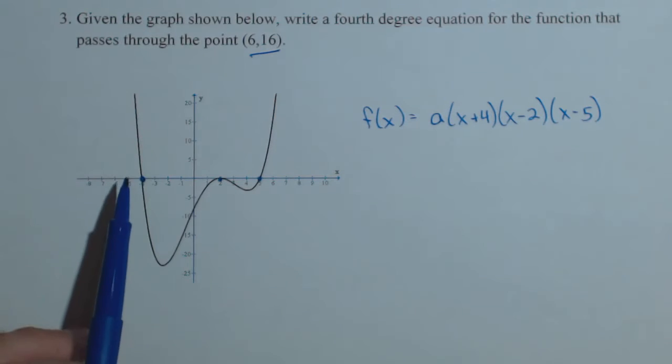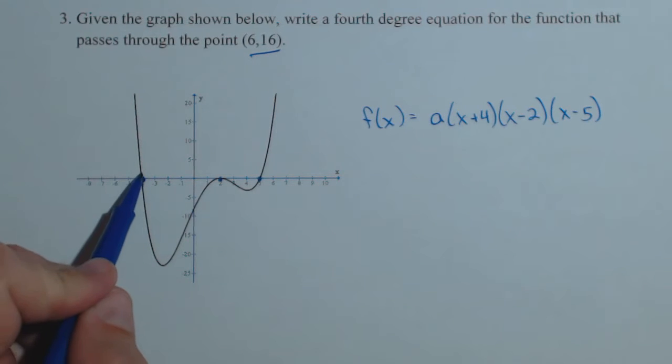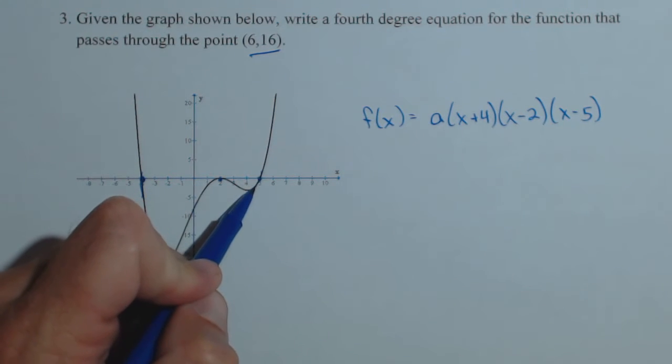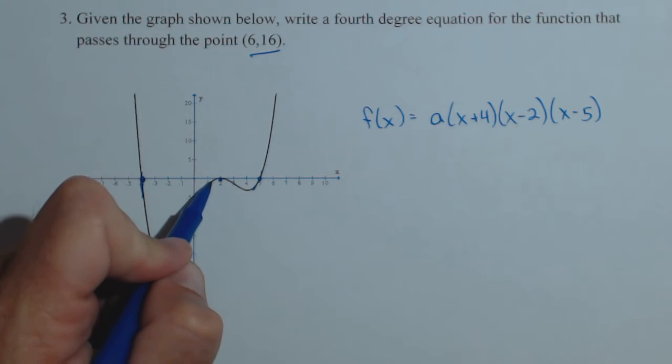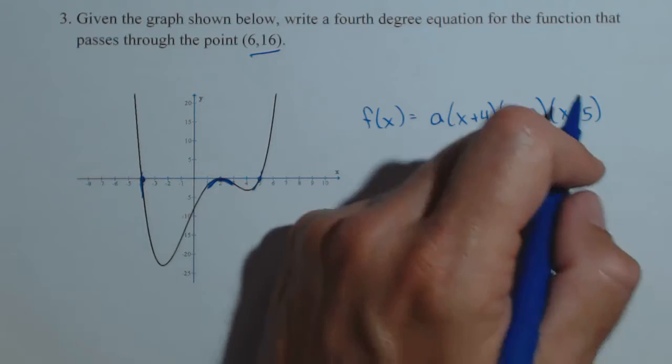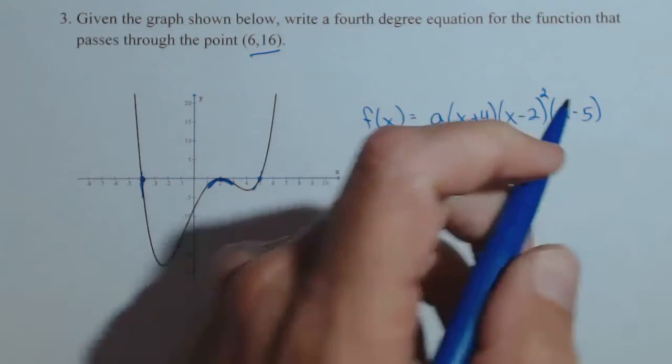But before we do, we need to check to see if any of these are repeated. If they go straight through, like these ones, they're not repeated. If it hits and bounces off, it's repeated an even number of times. So we do need to put a square on there.